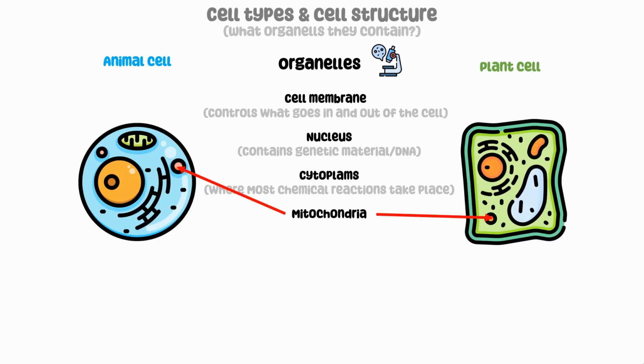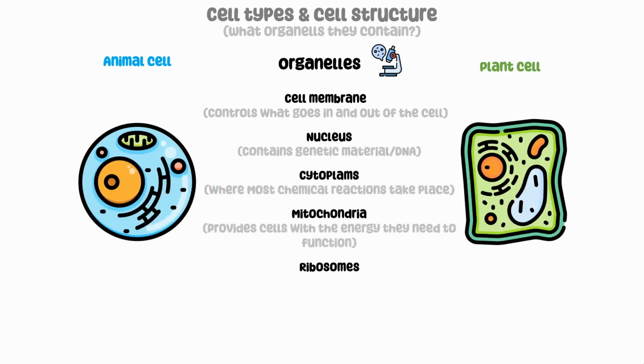These little guys are powerhouses, providing the energy cells need to function. We'll get into the nitty-gritty of how they do this in another lesson. It involves breaking down sugars in a process called aerobic respiration. And don't forget about ribosomes. Both cell types have a ton of them. These are like the cell's chefs, cooking up proteins.